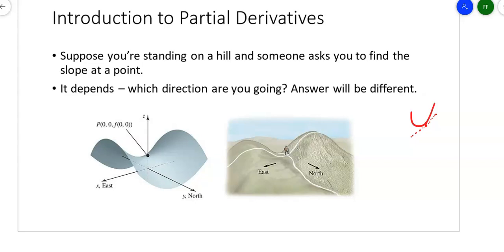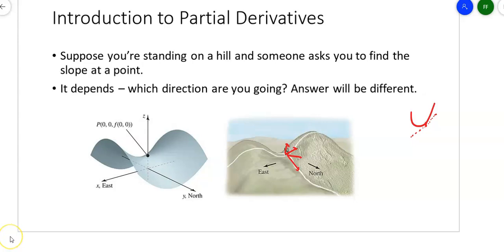But this guy going over here, he could leave in this direction, he could leave in that direction, he could leave in that direction. Depending which way he goes, he could end up with different slopes. I mean, obviously, if he goes forward, he's going to end up going down, and if he goes this way, he's going to end up going up. So those slopes are very different from each other. So that's why we have partial derivatives.